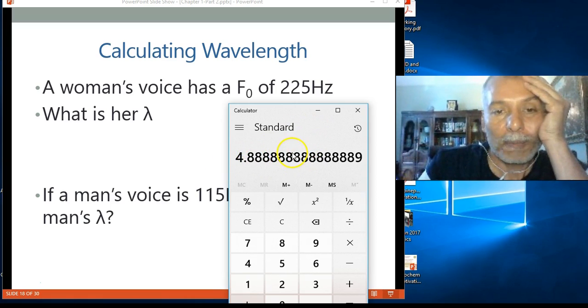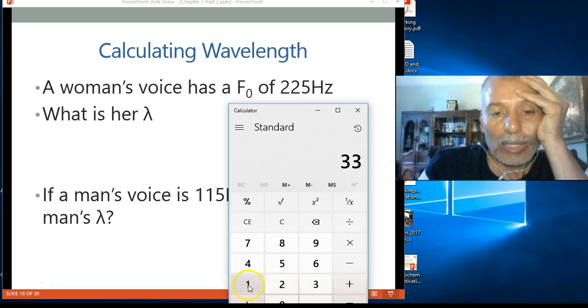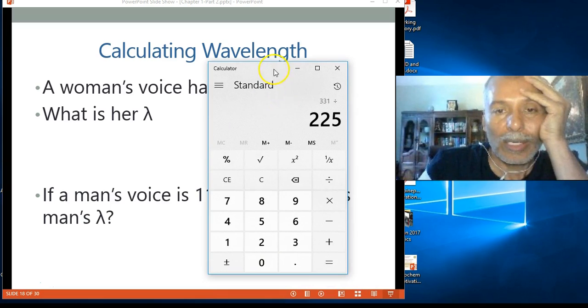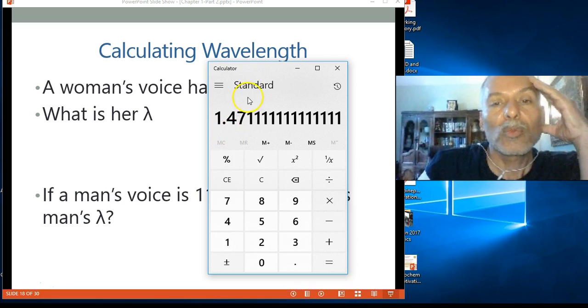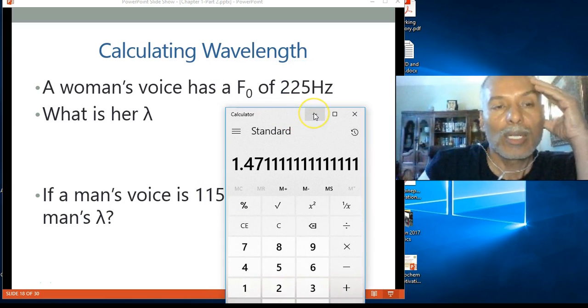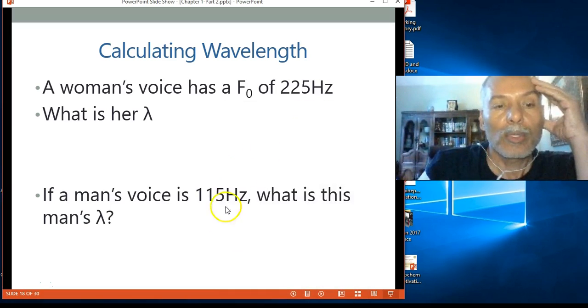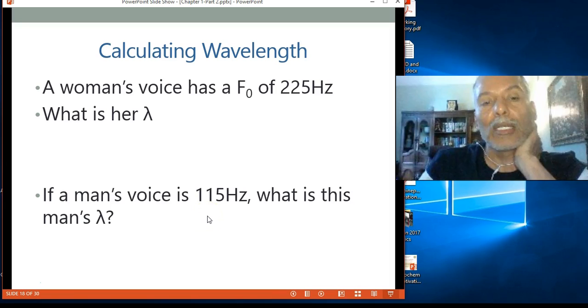So what you do again is put the sound constant, if you want to get it in meters, 331, divided by the frequency, 225, and that gives you 1.47, 1 meter, 0.47, almost like 1.5 yards. That will be the length of that wave for that particular woman, because all of us have different pitches or different frequency measures.